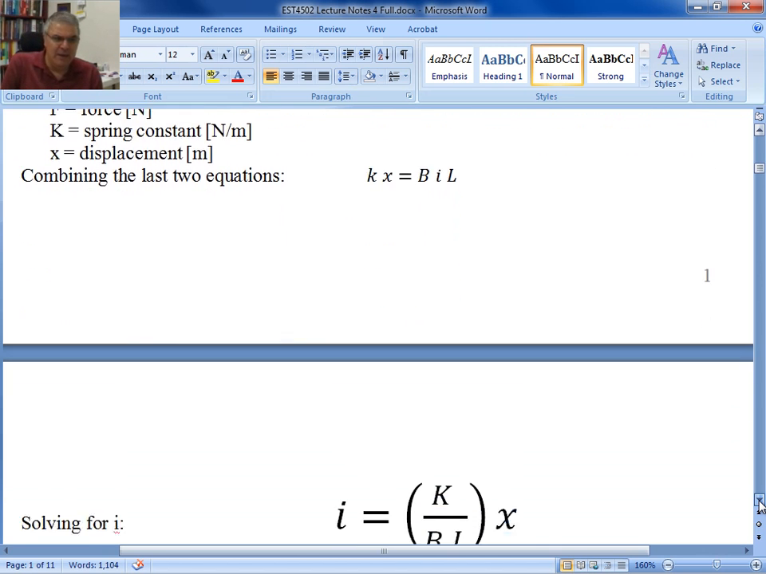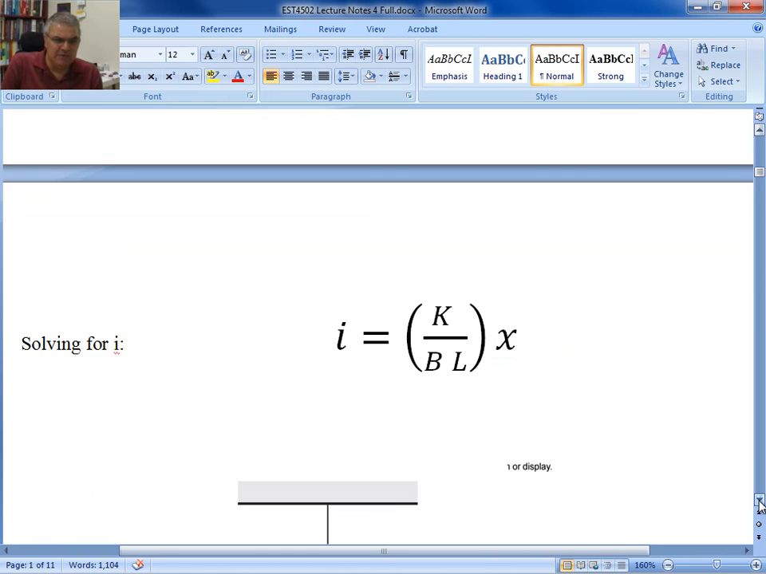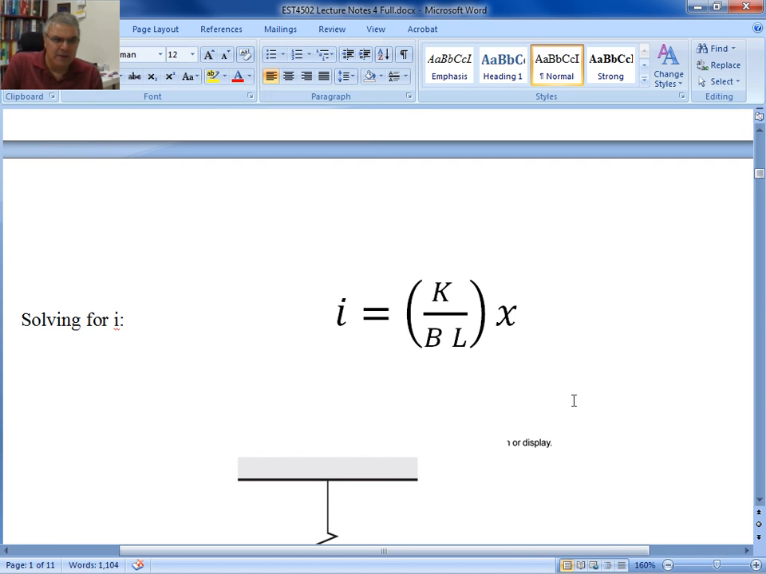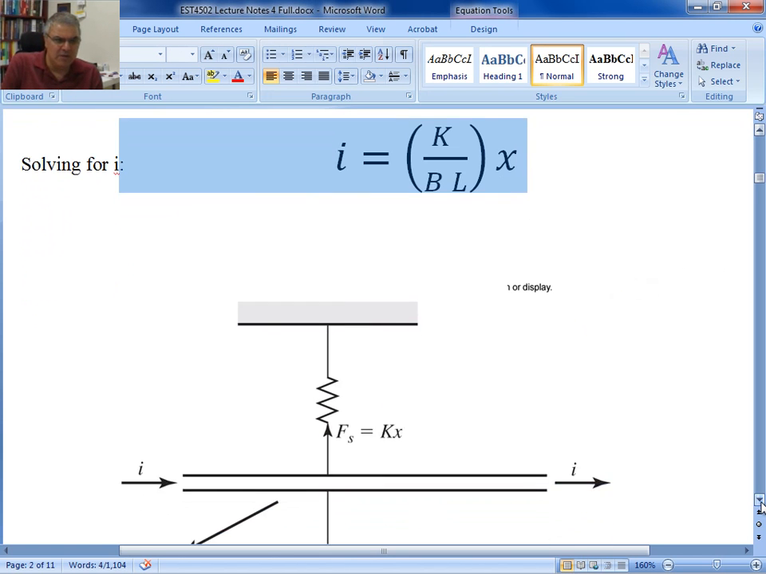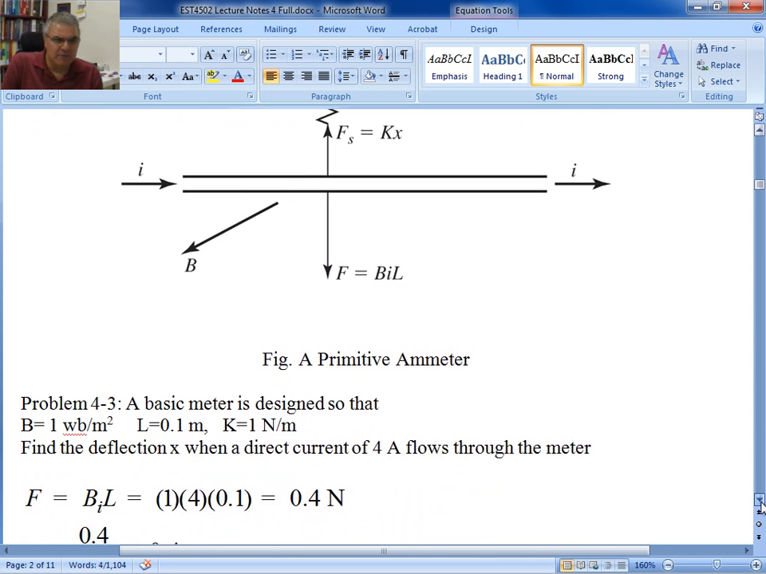How do we apply this equation? We can solve for I, and as you can see, I would be K divided by BL multiplied by X. That's the equation that we would be using in solving some of the problems.